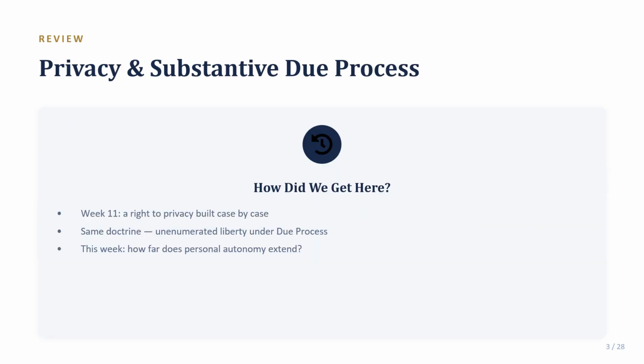Now, before we go anywhere new, let's re-ground ourselves in what we already established last week, okay? This slide clearly says, how did we get here? Well, the last lecture built a right to privacy case by case, not from any single clause of the Constitution that says the word privacy, but from a doctrine that the court developed gradually, reading the Due Process Clause of the 14th Amendment as protecting more than just procedural fairness, okay? It protects certain substantive liberties as well, hence the term substantive due process.